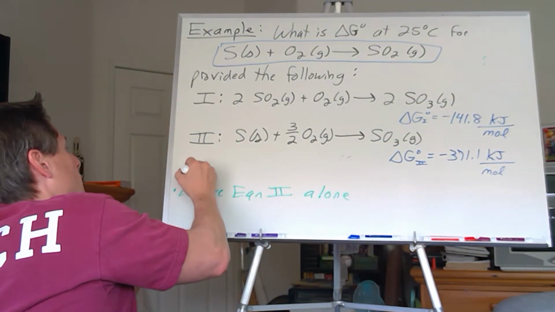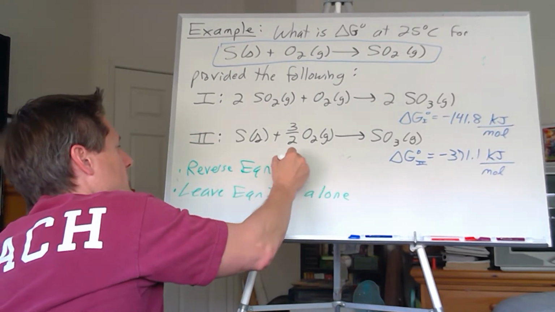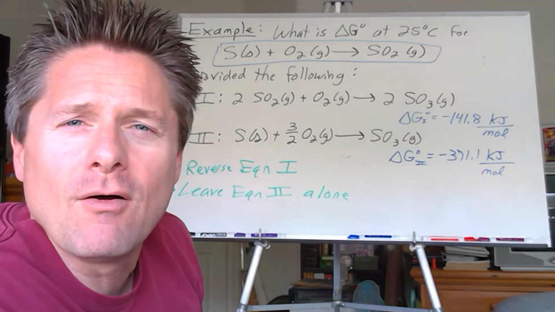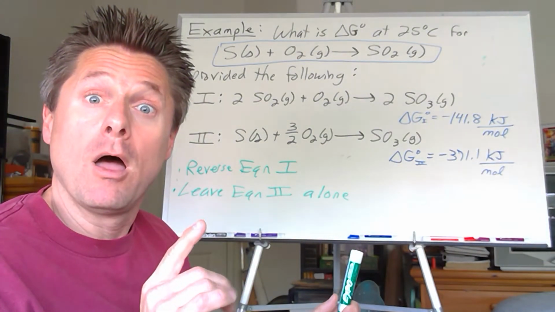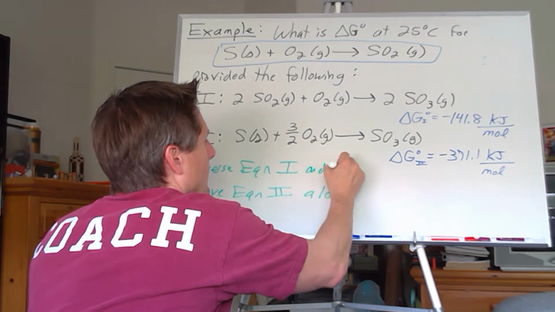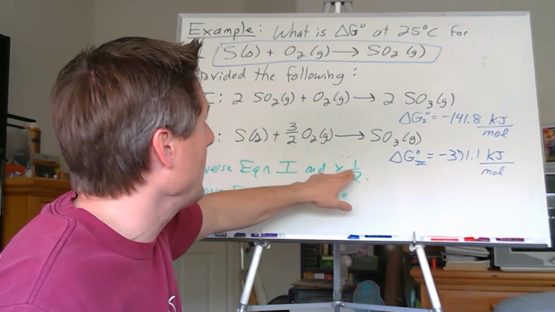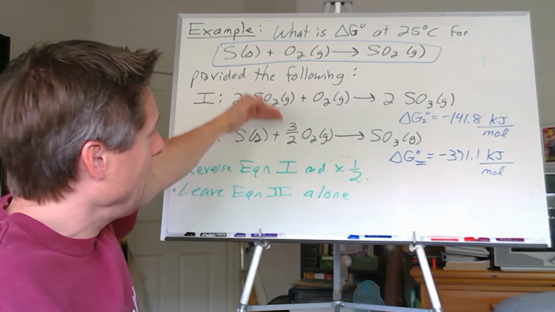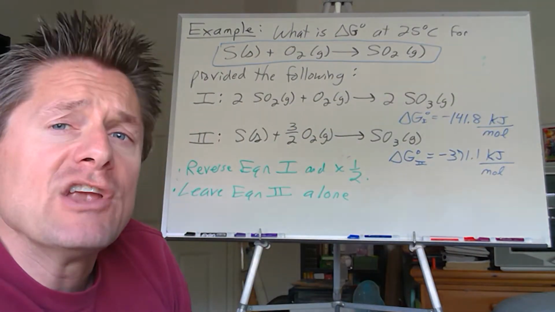So what I'm going to do is reverse equation 1 to get the sulfur dioxide, but that would give me 2 sulfur dioxides on the right-hand side. I only want 1. So I also have to multiply it by, wait for it, 1/2, because 2 times 1/2 is 1. Then I'm going to manipulate these, write the new equations, add them together, and I should get that overall equation, correct?